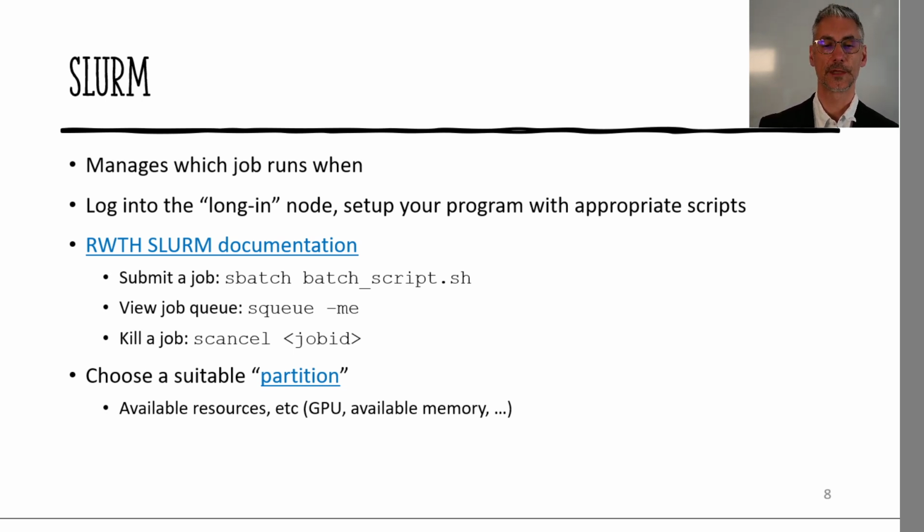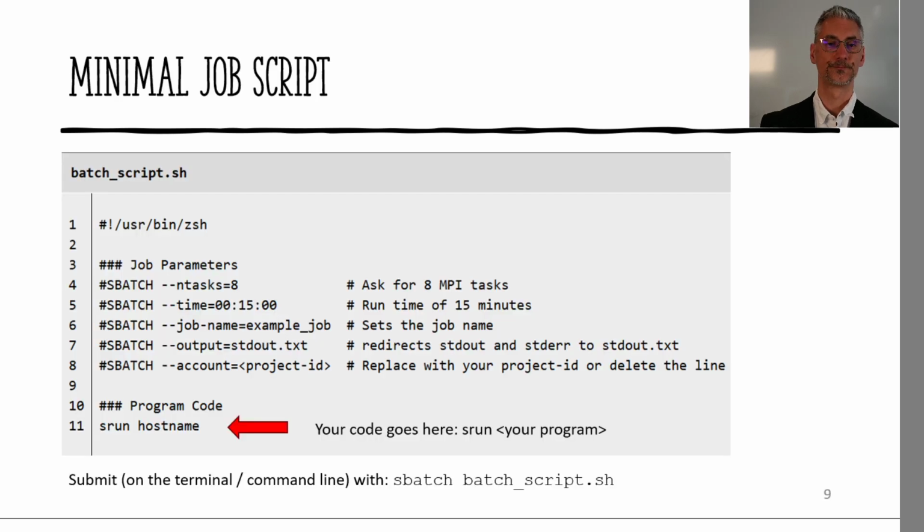You can submit it with sbatch, and then the batch script is the code that will run on the compute node to execute your program. You can view your queue, or cancel your job if you need to. You also need to choose what's called a suitable partition, and that depends on what you need. How much memory does your compute node need to have? Do you require a GPU and so on? It essentially tells the Slurm system which part of the cluster, shall we say, to submit your code to.